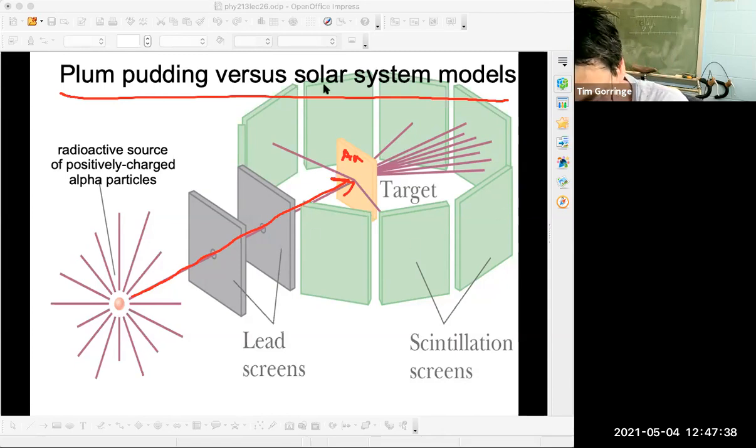So these detectors around here, when an alpha particle strikes them, they produce a flash of light. They're called scintillators, scintillating screens. And scientists at the time would sit in a dark room with this setup, and they would count the flashes of light in the different scintillators. And in that way, they would measure the scattering of the alpha particles from the gold foil.